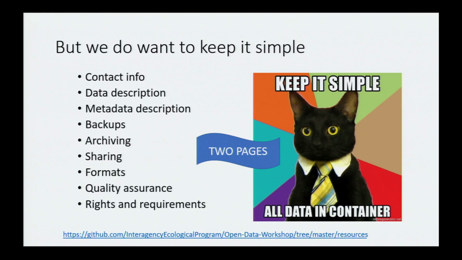We have a data management plan template that's available on our GitHub site, where we have a number of resources from all the talks today, as well as some extra bonus resources. Lots of good stuff here. If you go to GitHub and search for the Interagency Ecological Program, all of our stuff is in the Open Data Workshop repository. And the template is just 2 pages with some basic information.